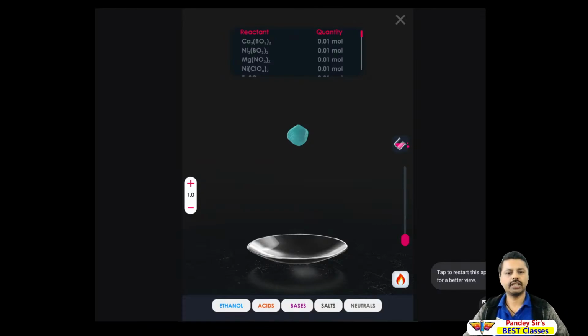Okay, so before going ahead, I want to check once if it's working or not. Here I am going to show the reaction of ferrous sulfate. In this reaction, we have to find out what occurs.